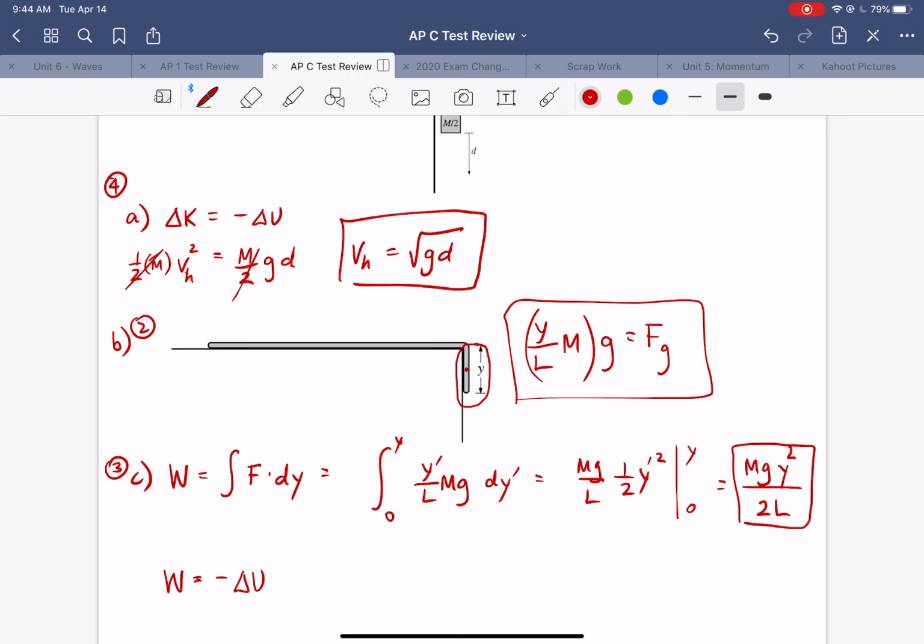Well, if we look at the center of mass of this part of the rope, we can say that the change in potential energy will be the mass of this part of the rope multiplied by g multiplied by the distance that the center of mass has descended. So this will be minus the mass of that section of rope, which is y over L times m, times g, times the displacement of the center of mass, which is minus 1/2 y. So if we do that, the minus signs cancel, and we get, once again, mg y squared over 2L.